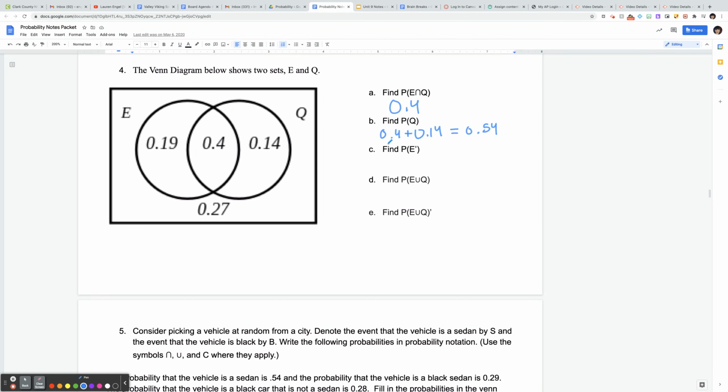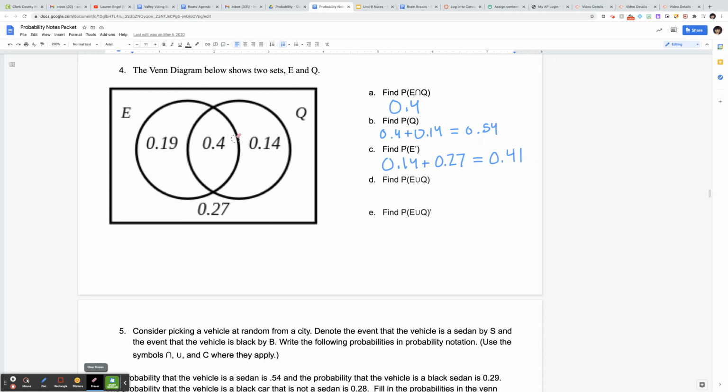Then probability of not E is everything outside of the E circle. So it's not this, not this. It's just these two that remain. So 0.14 plus 0.27. If I add all of those together, I get 0.41.